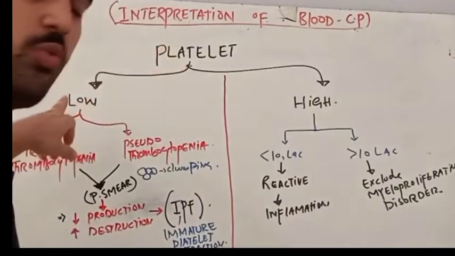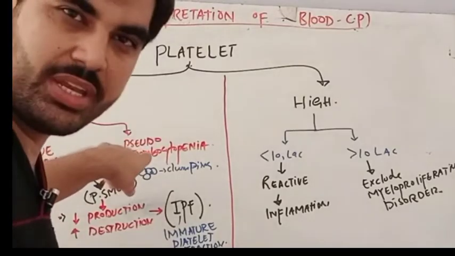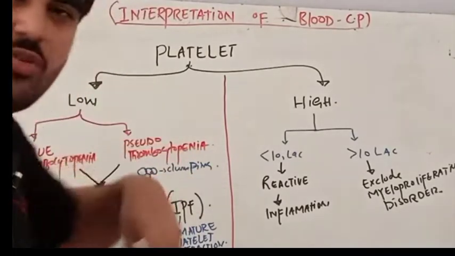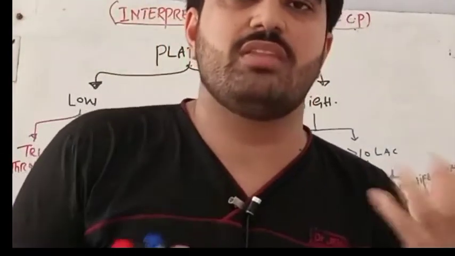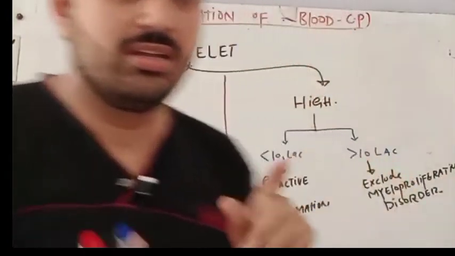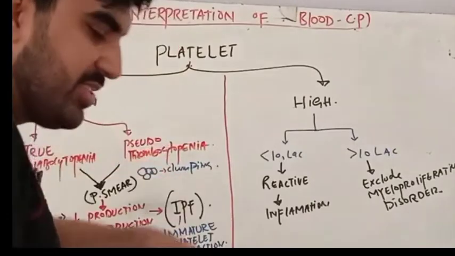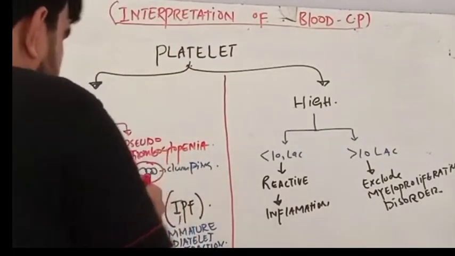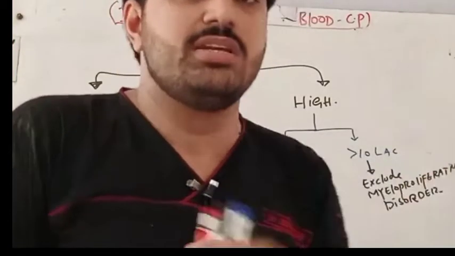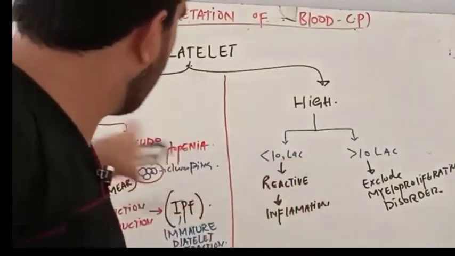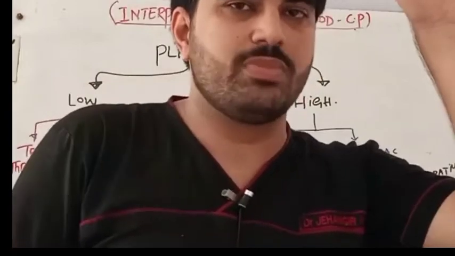Now, if the platelet count is low, what is the best next step? Is it true thrombocytopenia or pseudo thrombocytopenia? Pseudo thrombocytopenia means sometimes the platelets become sticky and adhere with one another. So the machine in which you do blood CP takes this as a WBC. So the machine can give you a high WBC and a low platelet. Suspect pseudo thrombocytopenia in all those cases in which the WBC is raised and the platelet is low.